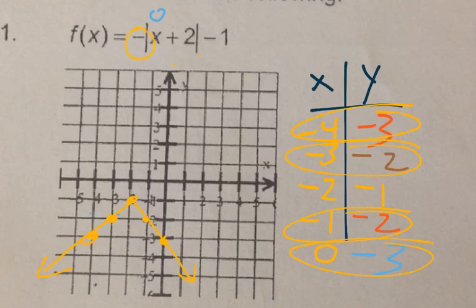Because of the negative, notice it's opening down. If we had a function that said positive square root of x, then it would open up. Okay, so positive is always opening up, negative is always opening down.